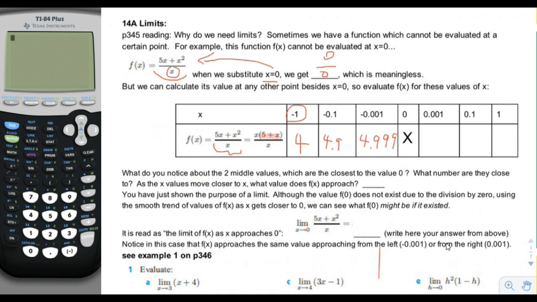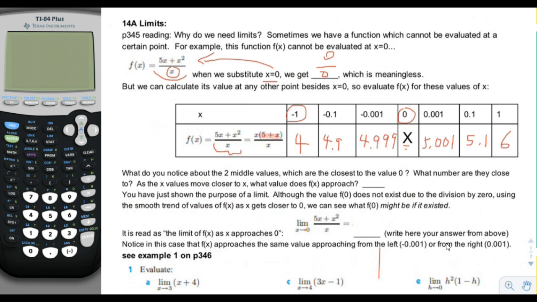Okay, and what about here? We'll get 5.001, and here we'll get 5.1, and here we'll get 6. Okay, and we can't put 0 in, of course. If we put 0 in, then the denominator is 0, the numerator is 0, and it doesn't exist. So I put the x there. Okay, so do you notice a trend here?